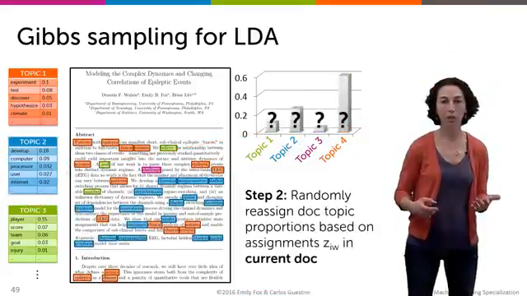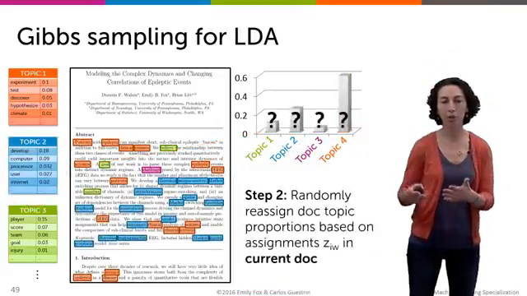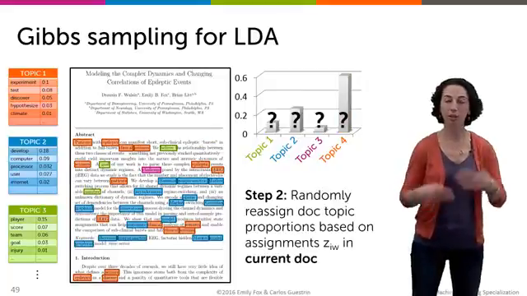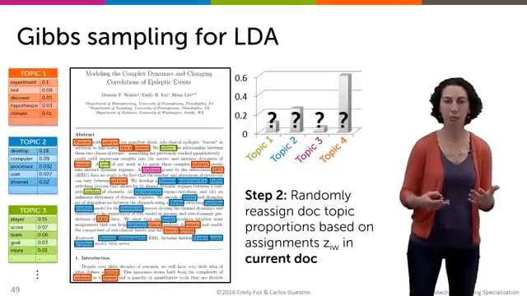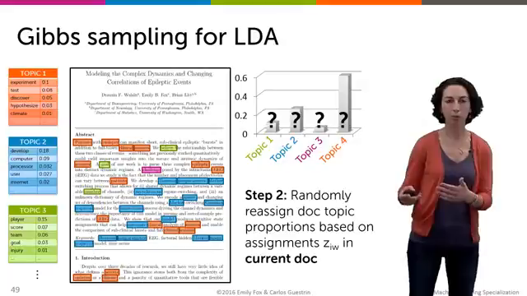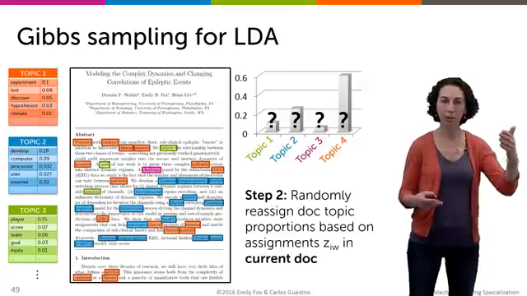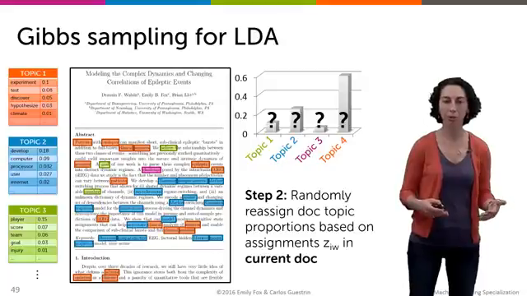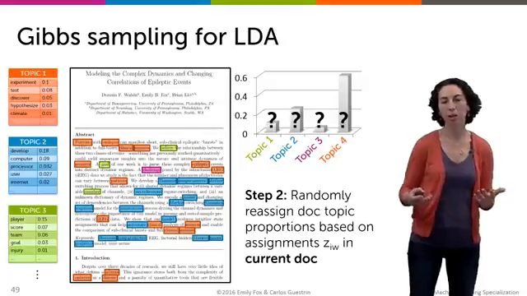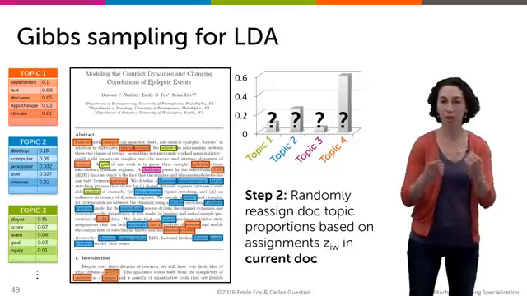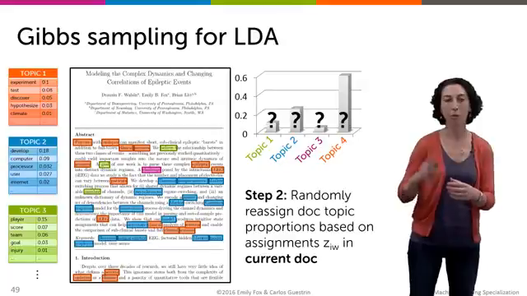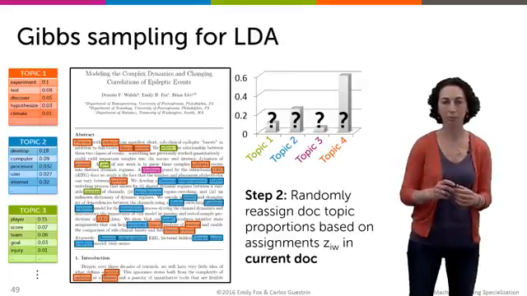And then we can think about reassigning our topic proportions for this document given the set of word assignments that we've just made. So what informs these topic proportions for this document? Do we care about the topic vocabulary distributions? No, we actually don't. All we need are the counts of how many times a given topic was used in this document to inform these topic proportions for this document.